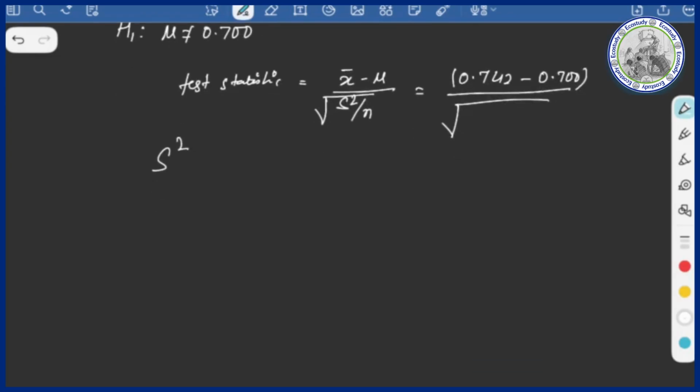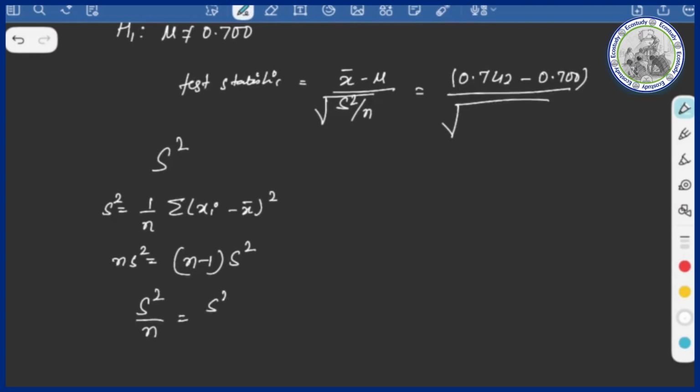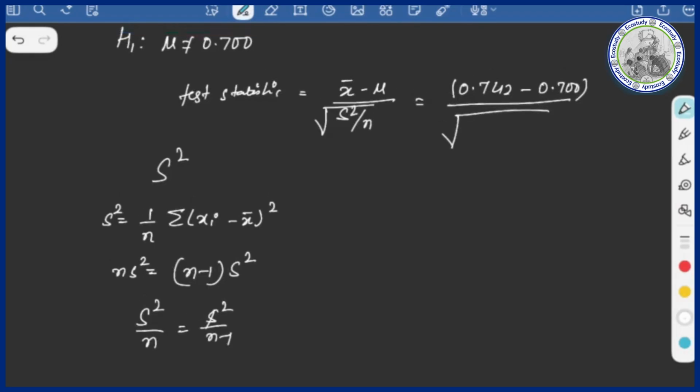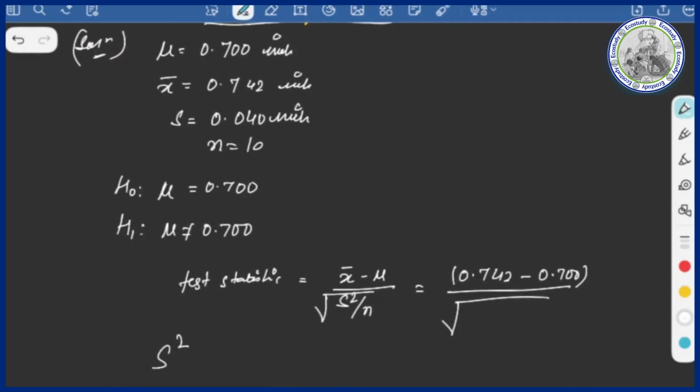See, the sample variance, small s square, is 1 upon n, sigma xi minus x bar squared. Now you will write it like this: n minus 1 times capital S square. So the capital S square upon n is what? S square upon n minus 1, small s square upon n minus 1. So here, instead of capital S square, what is given? Standard deviation, small s of 0.042.